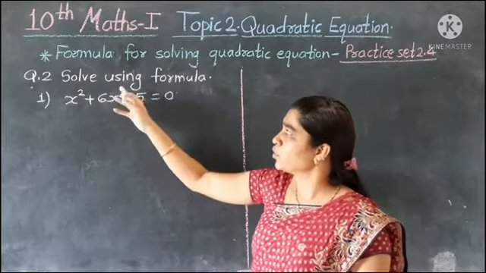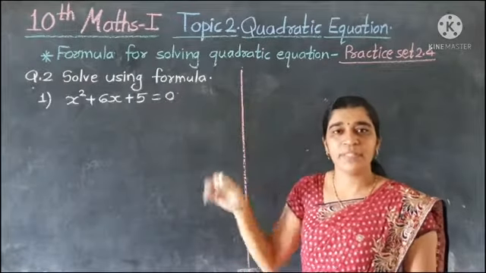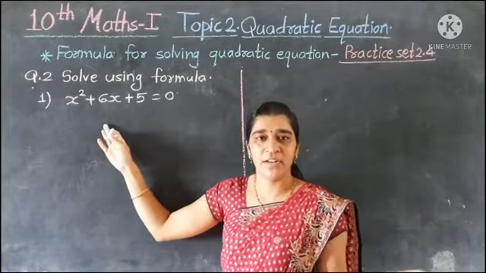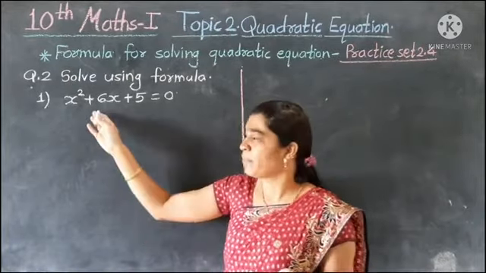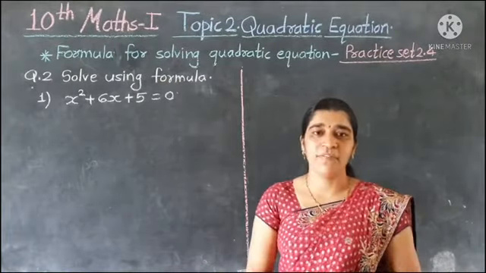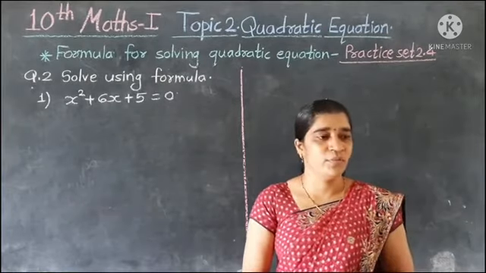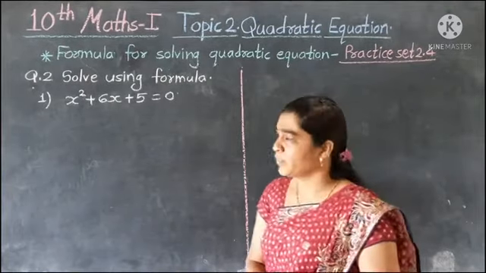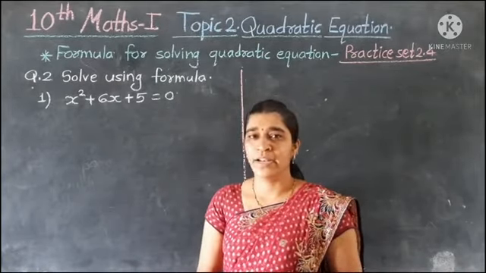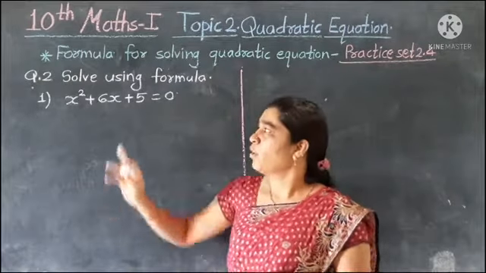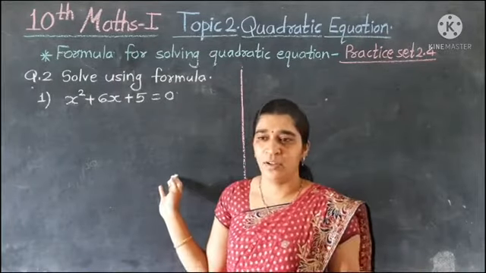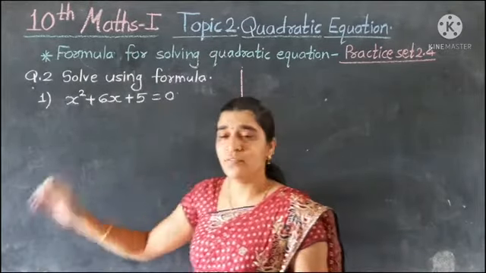Now, we have to solve this by using formula. Formula means by using the formula method. We can solve this by the factorization method, which we had learned, or by the completing the square method, or by the formula method. But if the question says solve using formula, then you must solve by using the formula method. If you solve by factorization, you will not get the marks for this question. If it only says solve, then you can use any one of the methods. Here we solve by using the formula method.